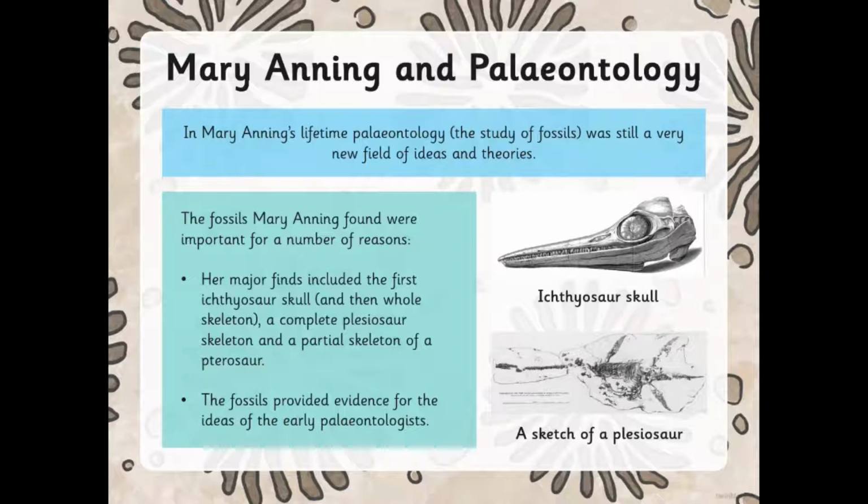So in Mary Anning's lifetime, paleontology was still a very new field of ideas and theories. So we're still making lots of discoveries about it. We still weren't really sure about all the ideas behind it. So the fossils Mary Anning found were important for a number of reasons. Her major finds, and there were many of them, included the first Ichthyosaur skull and then a whole skeleton. So a complete Plesiosaur skeleton and a partial skeleton of a Pterosaur. Those were her most significant finds.